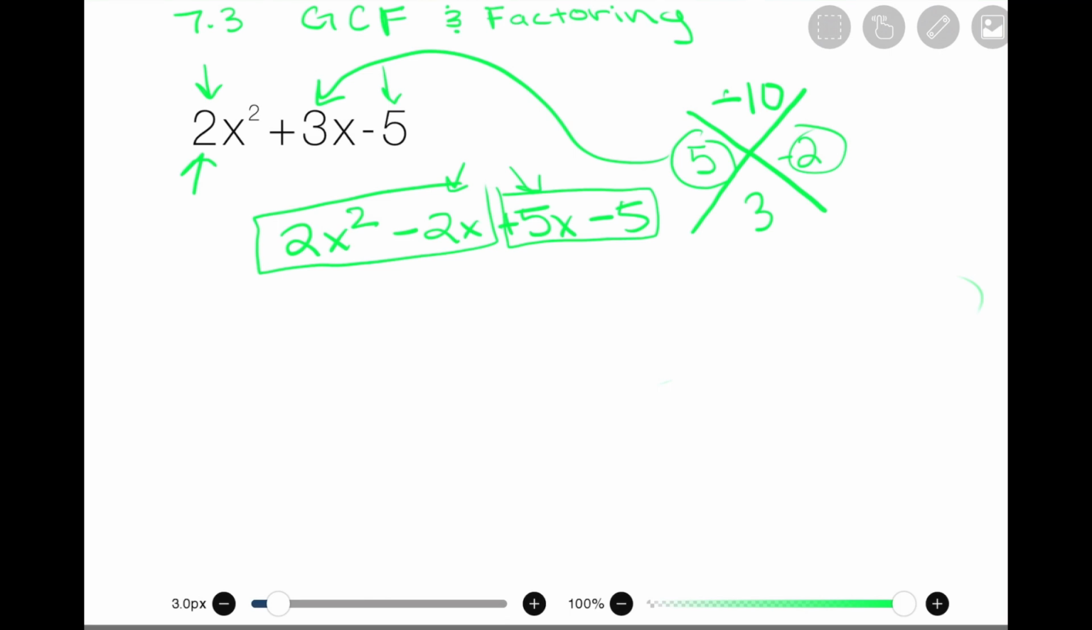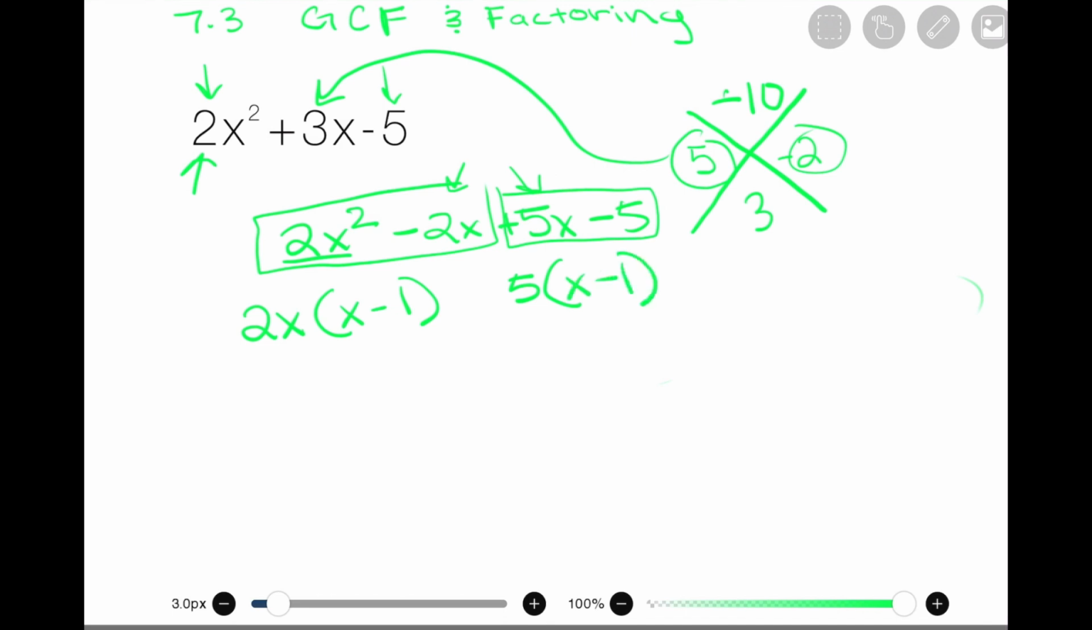Now let's factor these separately. Let's do the GCF first. The GCF is going to be 2x because there's 2x in both of these. So we're going to take out 2x and do x minus 1, because we divide both terms by 2x. So then this one's done, and then this one is just going to be 5. The GCF is 5, so take out 5, and then x minus 1.